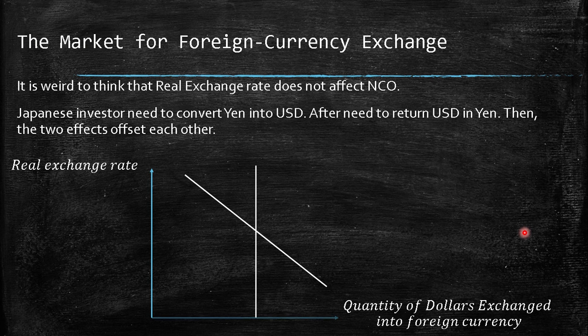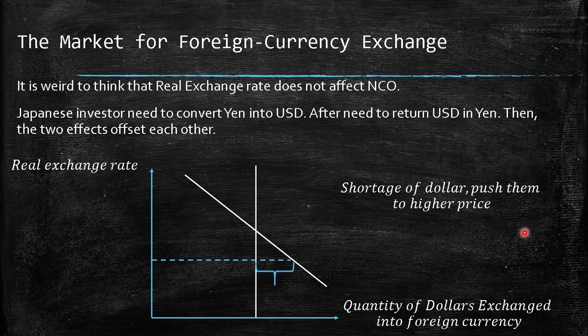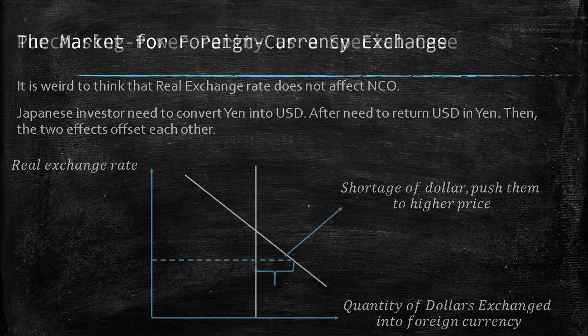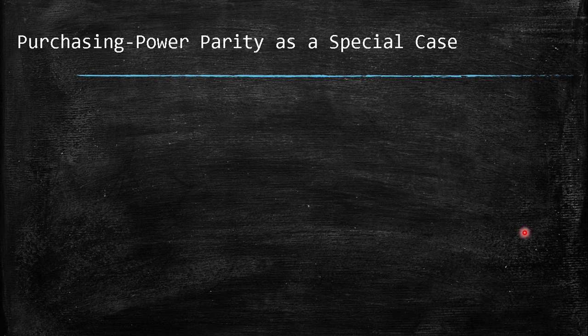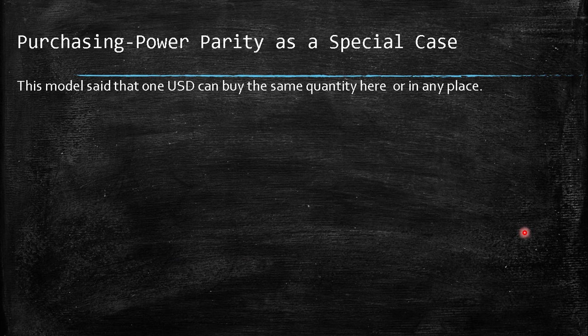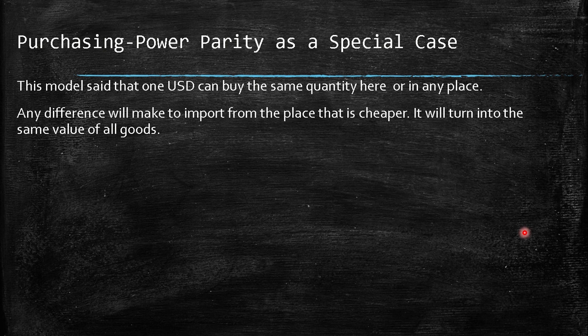So here we have the situation of this equilibrium. We have a shortage of dollars, and when there is a scarcity of any good, the price will increase. That's the case here. So, purchasing power parity as a special case. We already saw previously how we can understand the situation of an open economy. Actually, this model says that $1 can buy the same quantity here or in any place, because if there is any difference between these two goods, you can make arbitrage, or take profits at no cost.